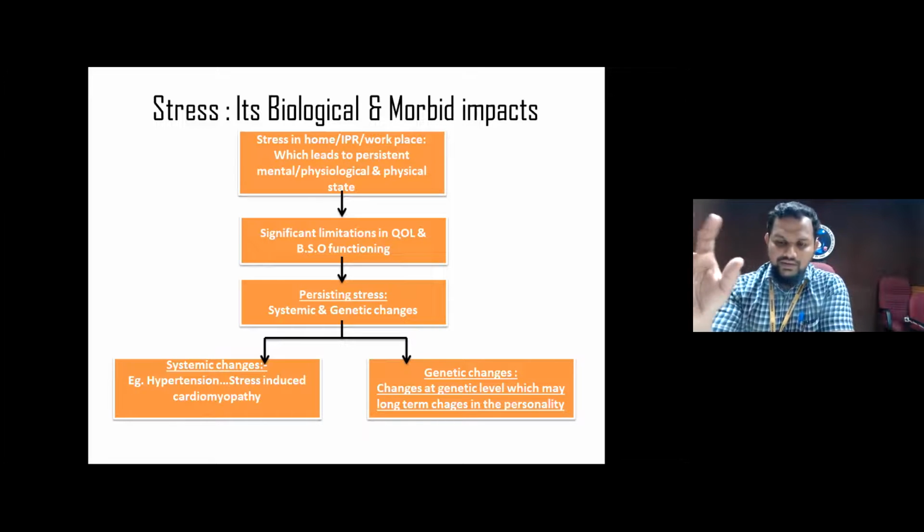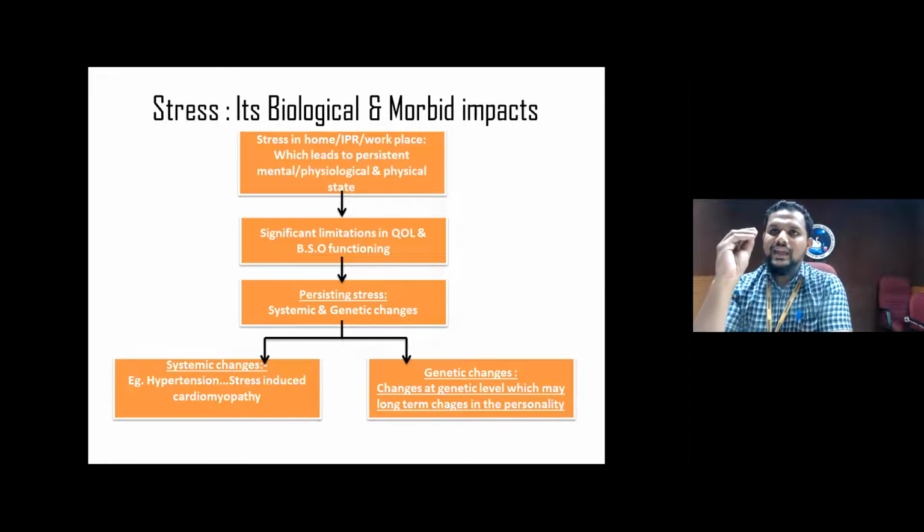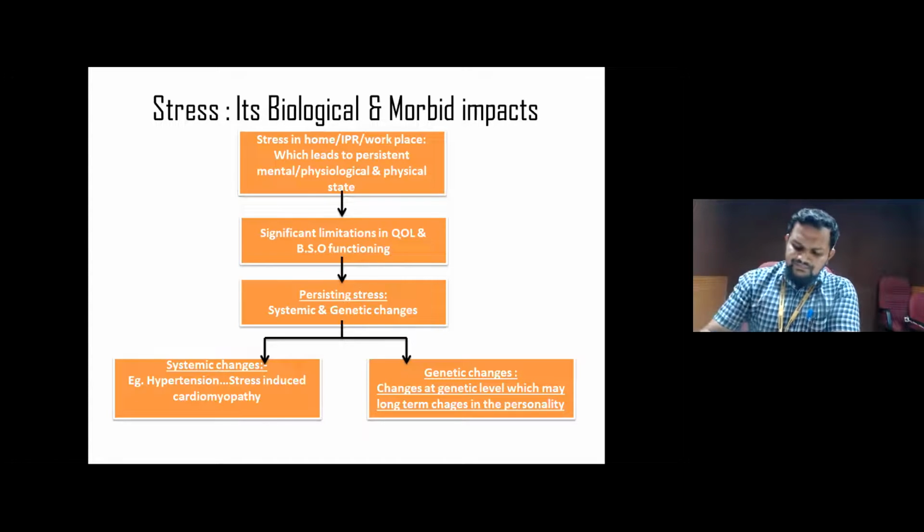I know I'm going a little deep, but you have to understand the impact of being stressed for a long time. So it is mandatory for us to analyze, evaluate, treat and counsel those patients. If you feel it is severe enough for medication, you can refer to the psychiatrist. Okay.